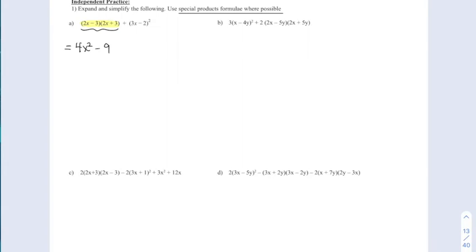I also know that this is a pattern. This is a minus b squared, and I know the pattern there is a squared minus 2ab plus b squared. So I can just write that down. I know it's going to be 9x squared minus 2 times 3x times 2 plus 4. 4x squared minus 9.